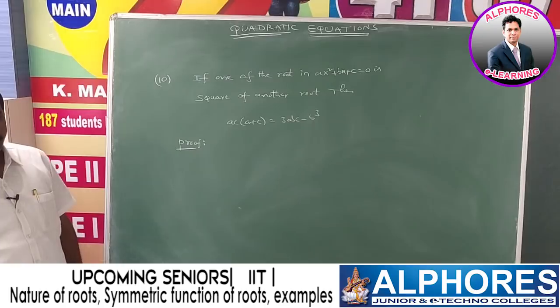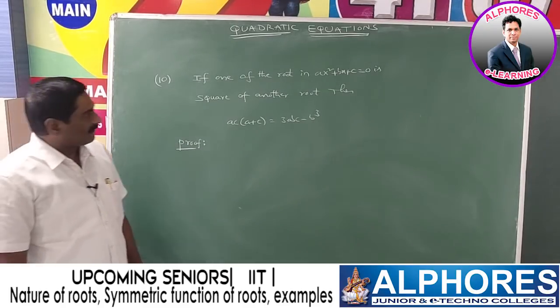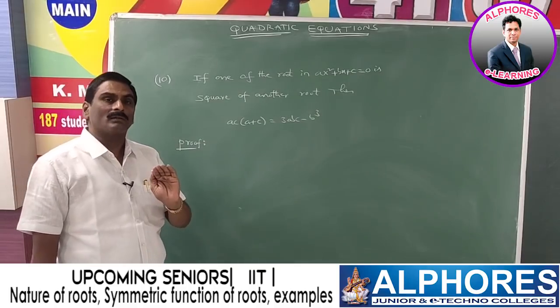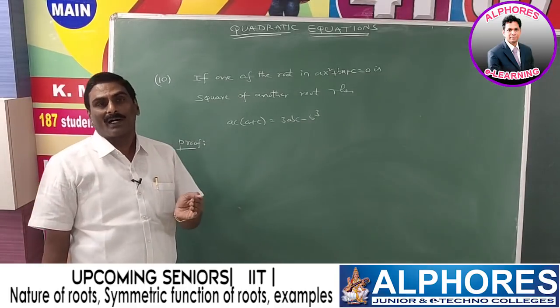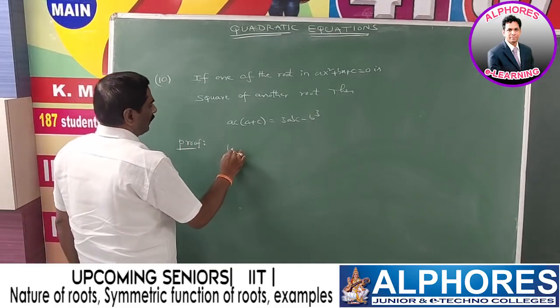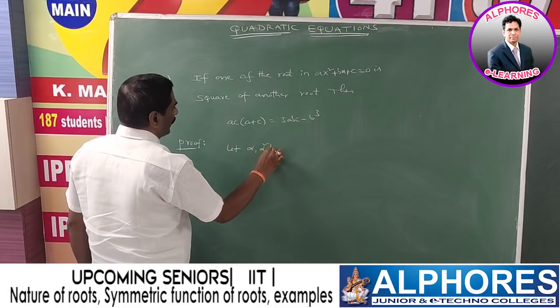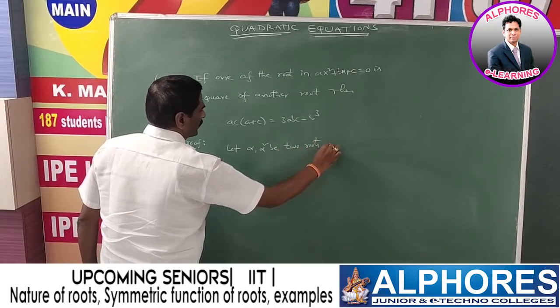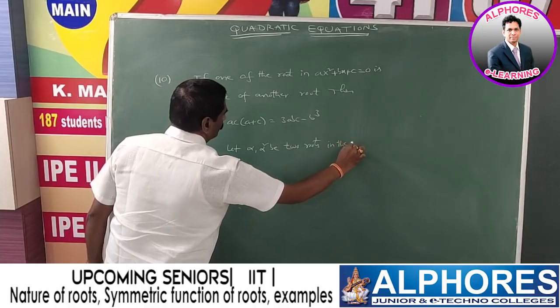Proof. In the given, one of the roots is the square of the other root. Suppose one of the roots is alpha, then the other root must be alpha square. So let alpha, alpha square be the two roots in the given equation.